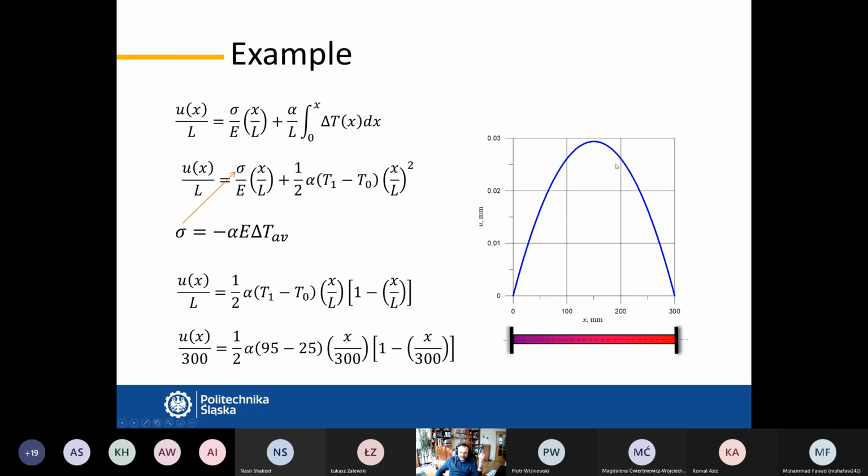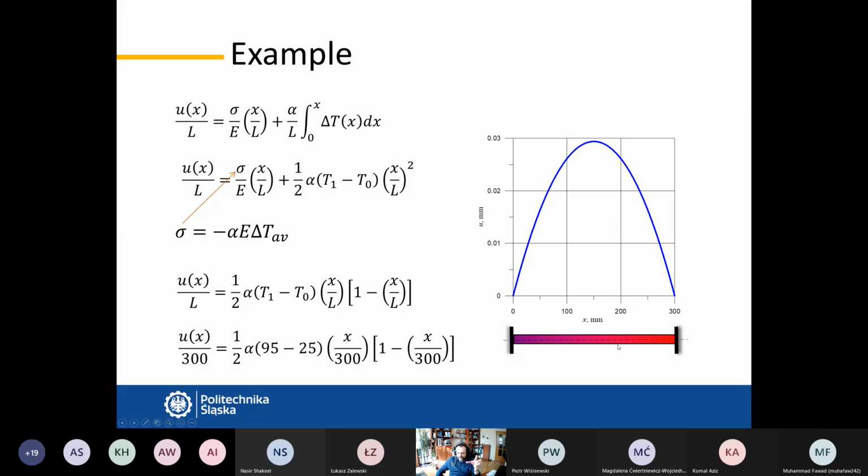So here you see the deformation of the object. So displacement of the object observed at different locations. At the ends, it's fixed, so there is no possibility to move anywhere. So the displacement at the ends is zero, but the highest displacements are observed in the middle, and this is less than 0.03 millimeters. So it's expressed in millimeters.